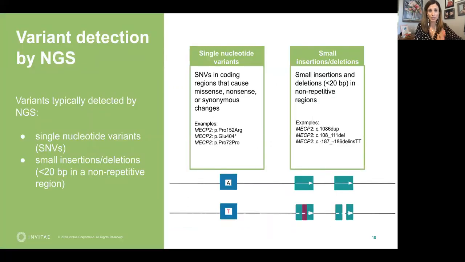When we think about the next generation sequencing technology itself, it performs very well with identifying single nucleotide variants. So these are variants that are missense, nonsense, or synonymous changes. For example, changing out the letter A for the letter T in the genetic alphabet, or even areas of the gene where we can see small insertions or deletions less than 20 base pairs. Next generation sequencing does an excellent job of identifying these types of genetic variants.